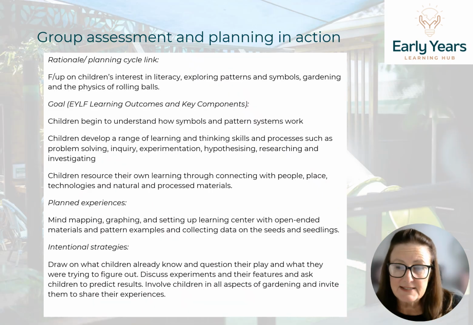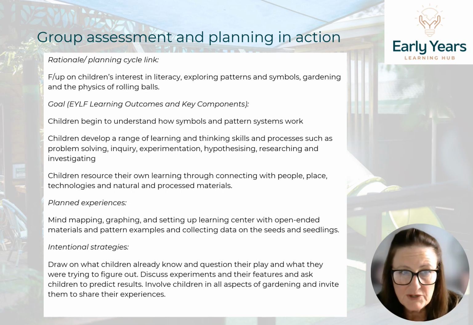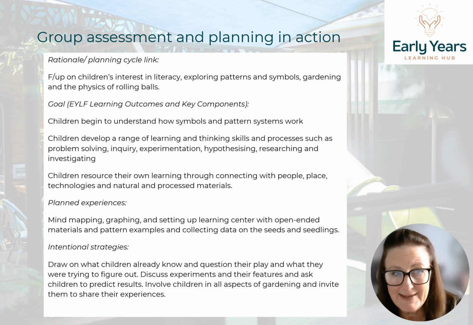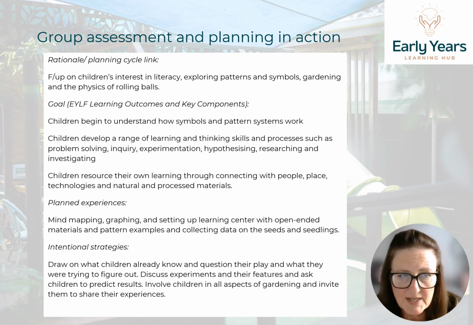And this is an example from the assessment and planning, and it's a group observation plan. So follow up on children's interest in literacy, exploring patterns and symbols, gardening and physics of rolling balls. So children begin to understand how symbols and patterns work. Children develop a range of learning and thinking skills, problem solving, inquiry, experimentation, hypothesizing, researching and investigating. So these are just the key components. That's how I write my learning goals for groups.